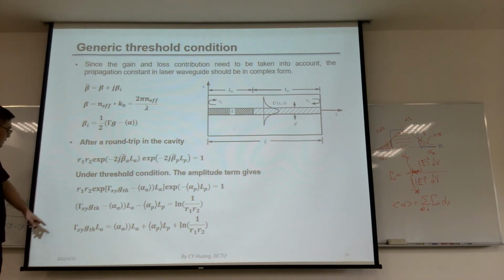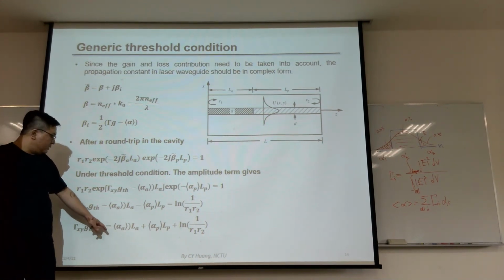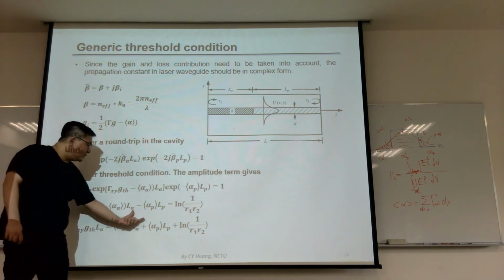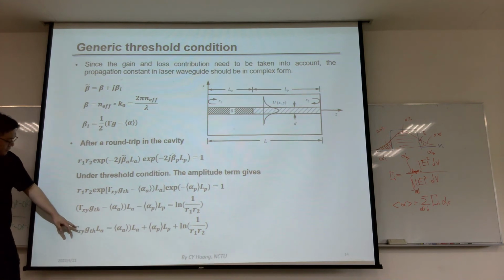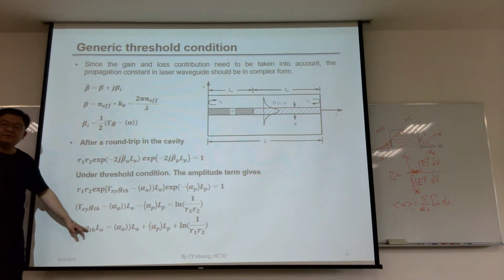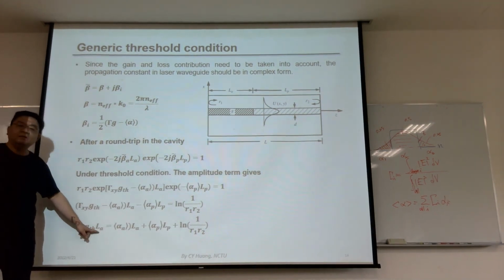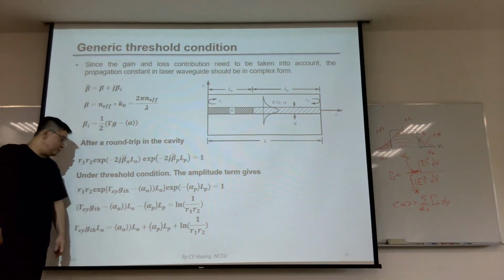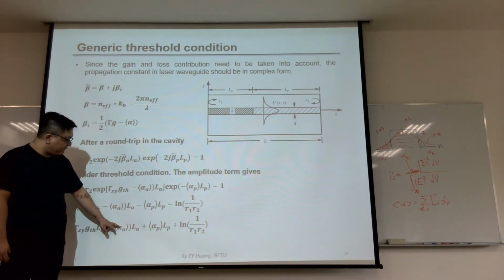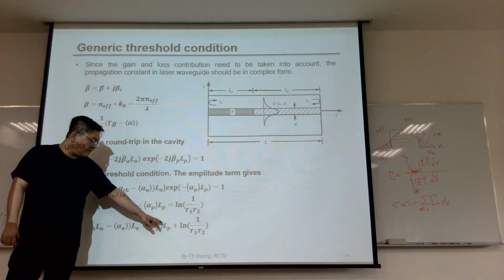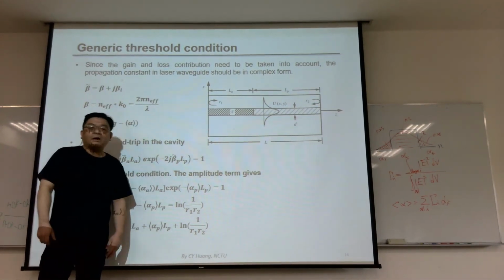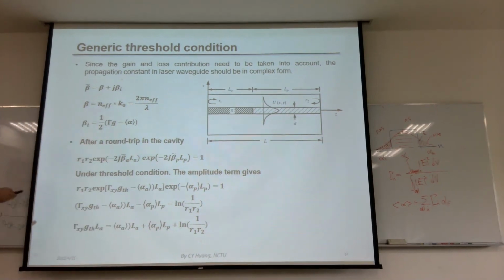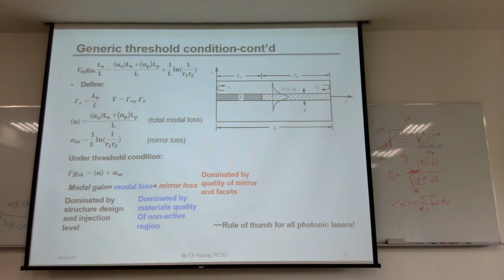Then we can move the alpha minus term to the other side. Gamma xy times threshold gain times the length of the active region will be equal to alpha_A L_A plus alpha_P L_P plus natural log of 1 over R1, R2. Then we can divide by L on both sides.